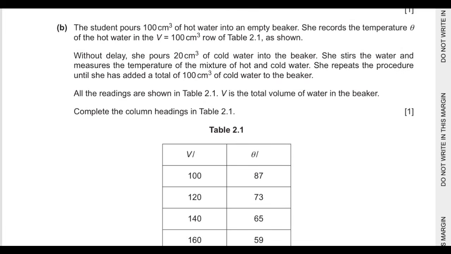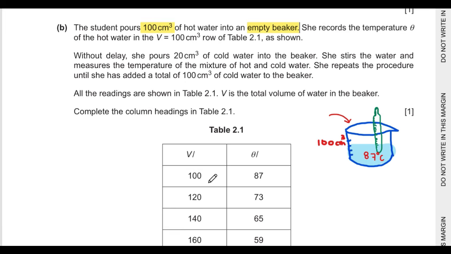B part says the student pours 100 centimeter cube of hot water into an empty beaker. She records the temperature theta of the hot water in the volume 100 centimeter cube row of table 2.1 as shown. So this girl took an empty beaker and poured 100 centimeter cube of hot water into that beaker, and she recorded the temperature of this hot water, which turned out to be 87 degrees Celsius, and this is also mentioned in the table that is drawn by the girl. For 100 centimeter cube the temperature is 87.